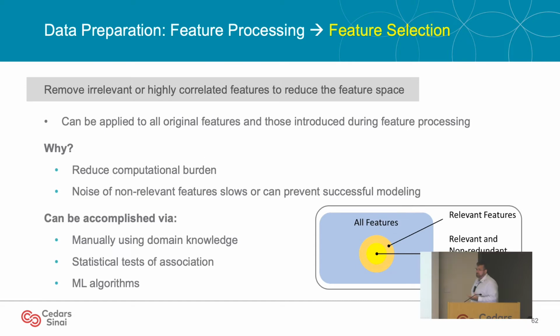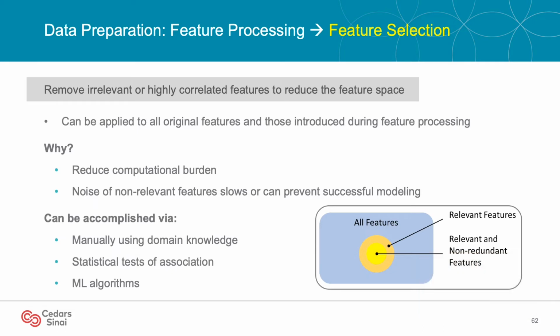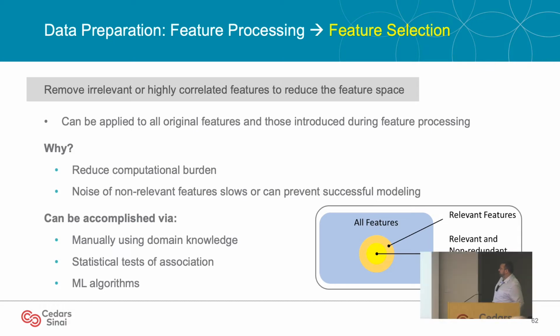So why do we do feature selection? Well, overall, it reduces the computational burden, right? When we get to modeling, as I said before, the fewer the number of features in your data set, the easier it is for the models to perform well. Also, it's just reducing the overall noise in your data set. Non-relevant features slow down your ability to find the important associations.